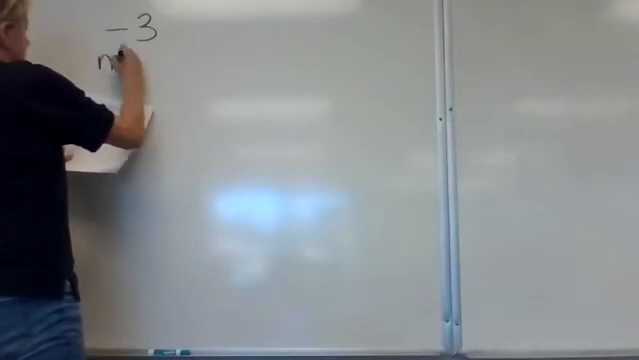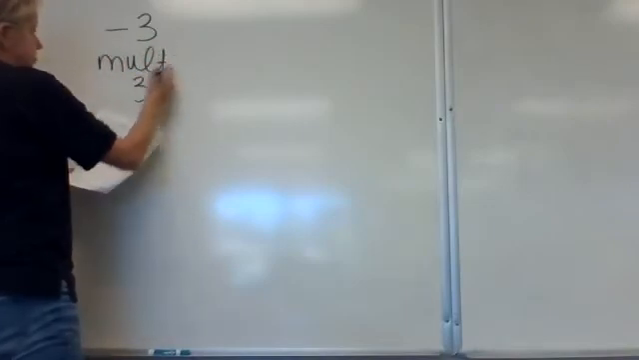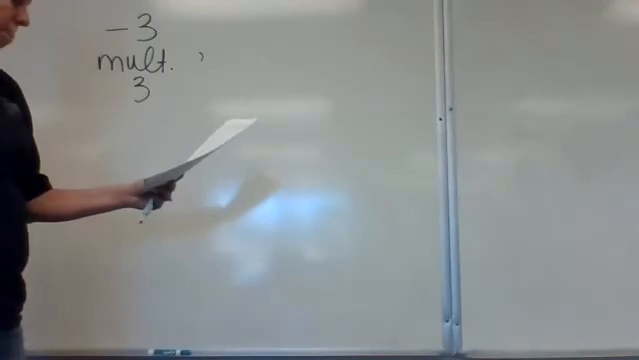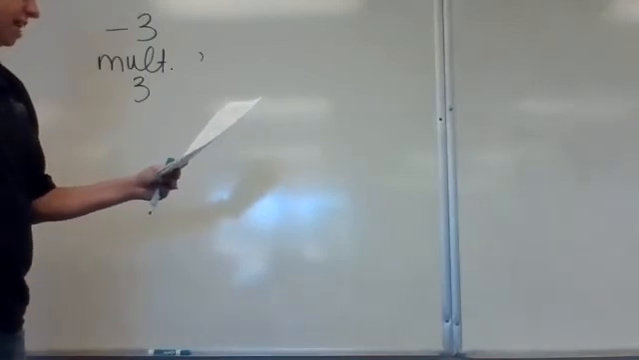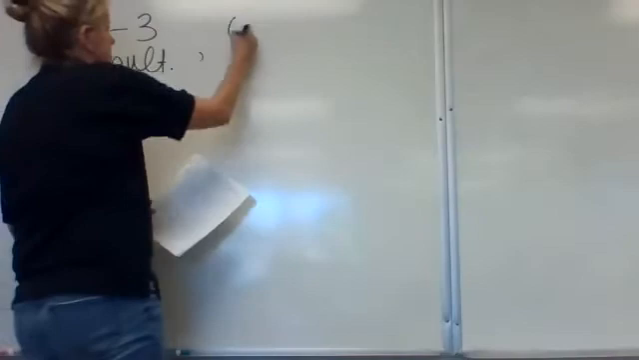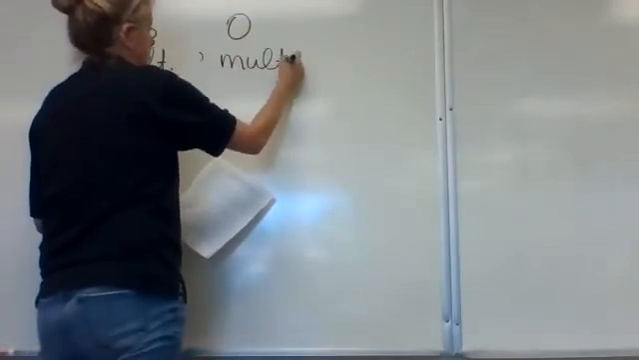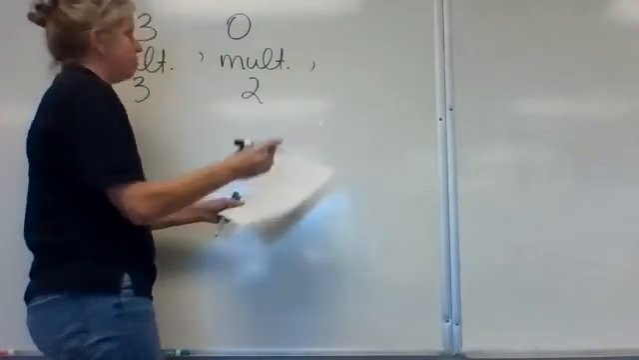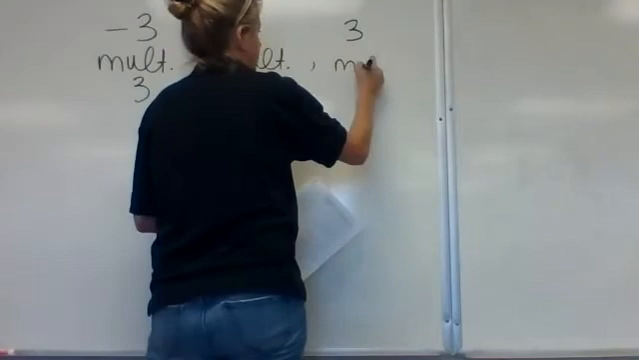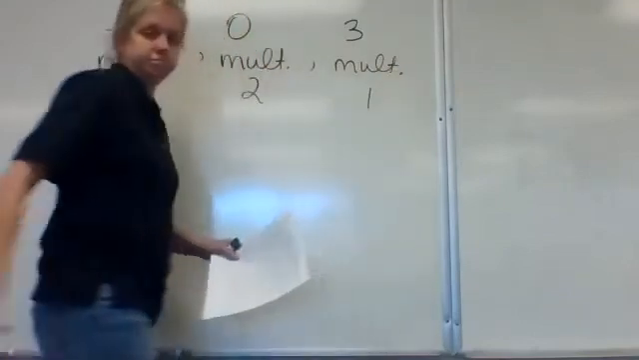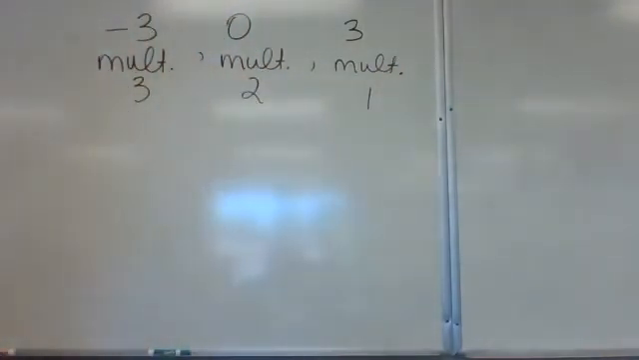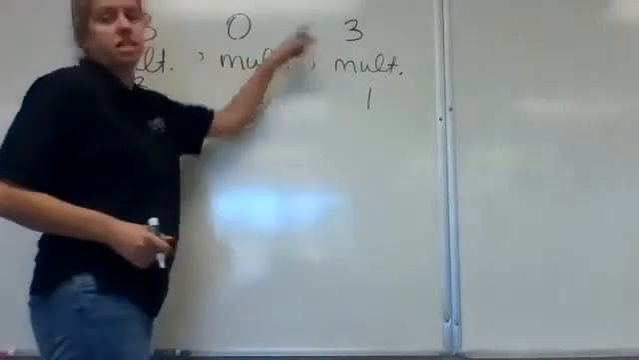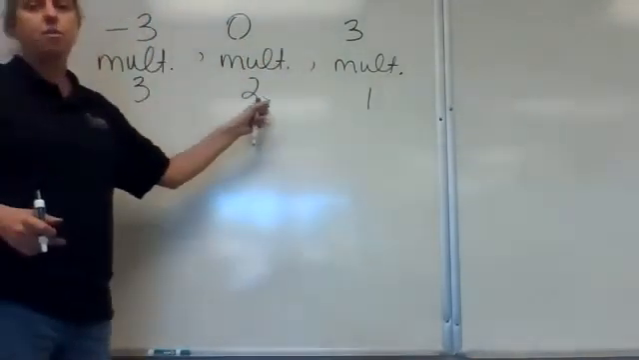So a polynomial with degree 6, -3 is a 0, but this time it tells me it has multiplicity of 3. 0 as a 0 of multiplicity 2. And 3 as a 0 of multiplicity 1. So I actually still only have 3 zeros, but look, they all have a different multiplicity.